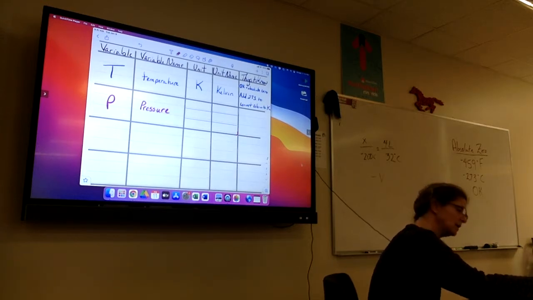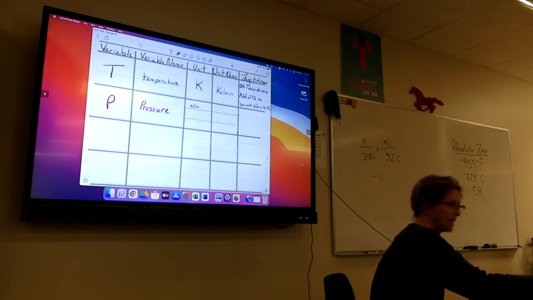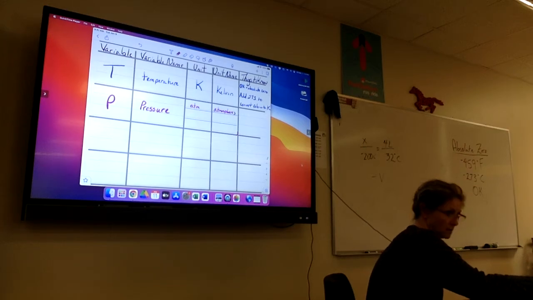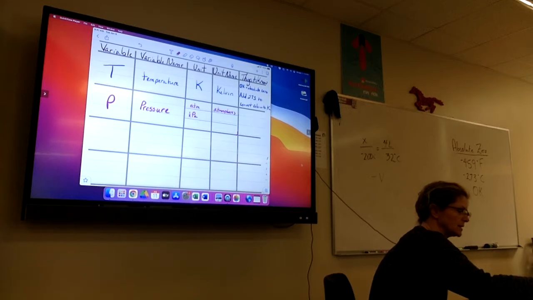Because Americans. All right. The unit for pressure is either lowercase atm, which stands for atmospheres, or lowercase k, uppercase P, lowercase a, which stands for kilopascals.